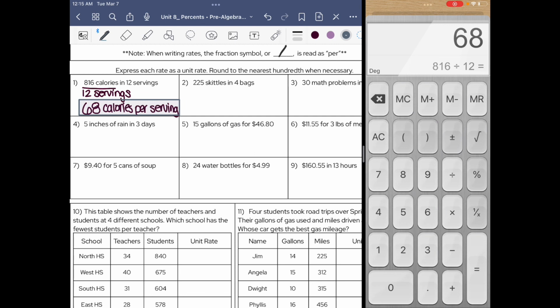Let's try another one. 225 Skittles in 4 bags. So the 4 bags is going to go on the bottom. And before I even divide this, I'm going to actually write my units first. This is going to tell me how many Skittles there are per bag. So 225 divided by 4 is 56.25.